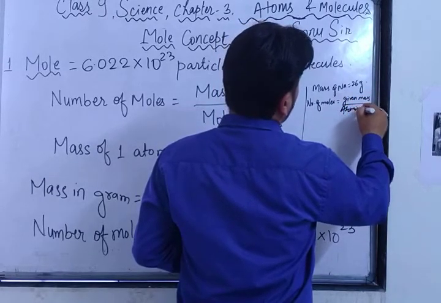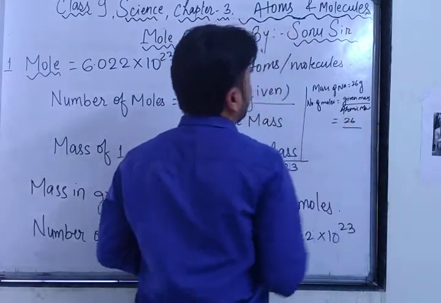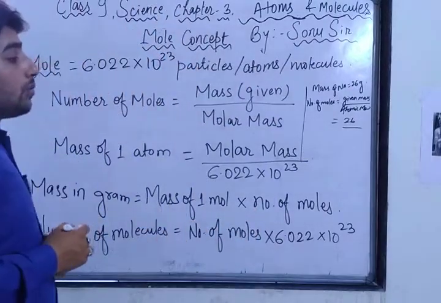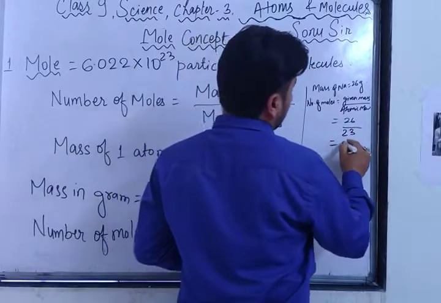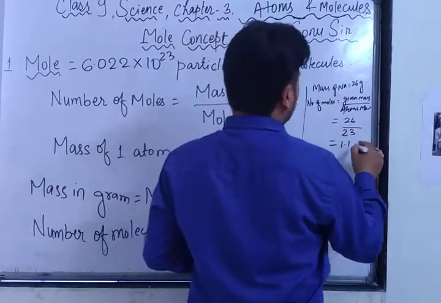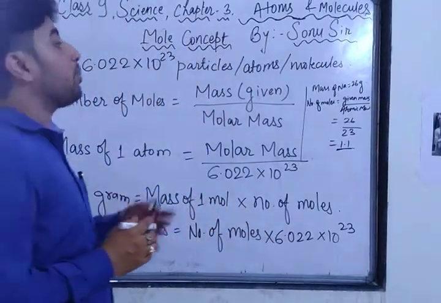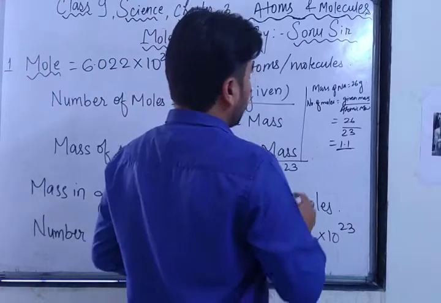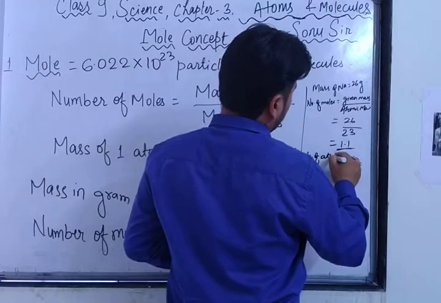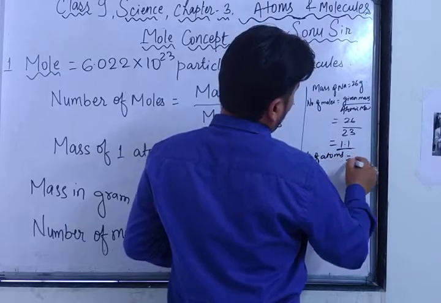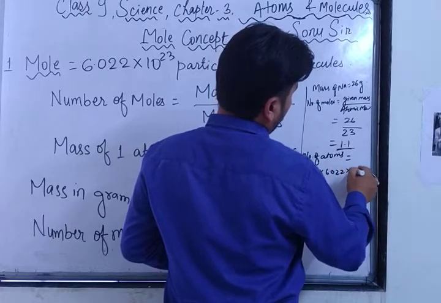What is the given mass? In the question it is given as 26 gram. And what is the atomic mass of sodium? Atomic mass of sodium is 23. So 26 upon 23 is about 1.1, so the number of moles is 1.1. And if you want to calculate the number of atoms present in this 26 gram of sodium, then number of atoms is equal to 1.1 into 6.022 into 10 to the power 23.